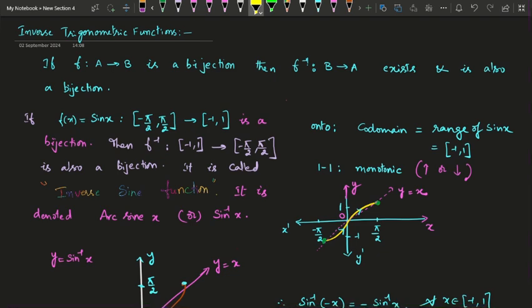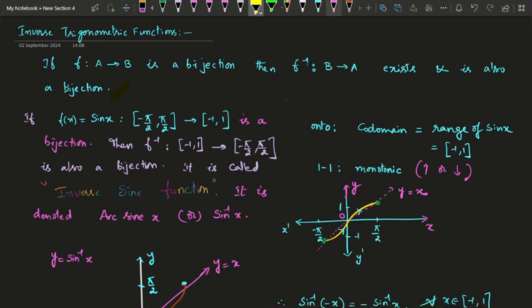Now when do we say that it is onto? If every element of B occurs as an image of at least one element of A, then f maps from A to B is onto. Onto is also called surjection. So in this case, range must be equal to codomain. So whenever f maps from A to B is both one-one and onto, we can say that it is invertible. Then f inverse exists and is mapping from B to A, and is also a bijection.